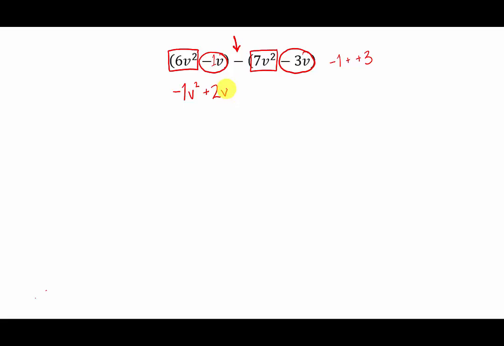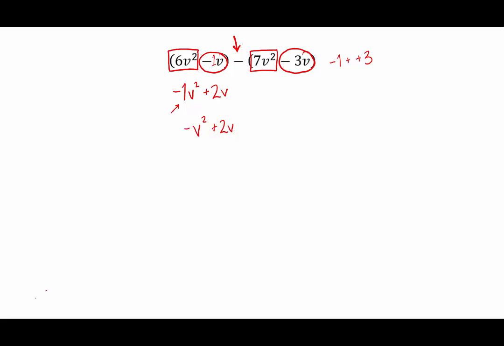And then we have our v. Now this is correct. We did subtract our polynomials. We just need to simplify a little bit more. This 1 right here is a little bit of extra information. So we're going to do minus v squared plus 2v. And that would be the simplest form of this polynomial.